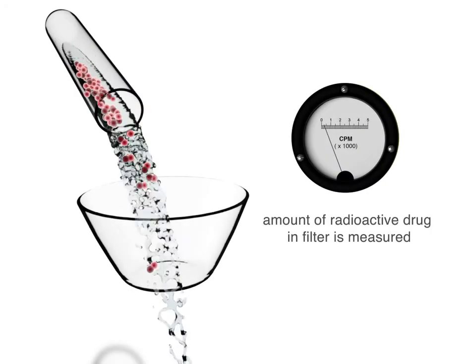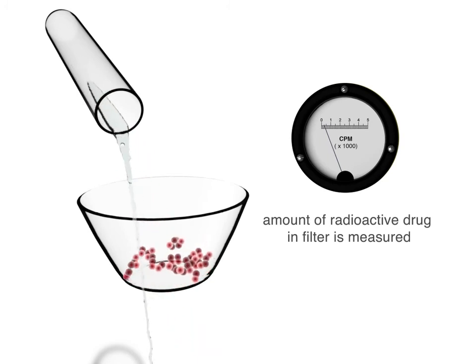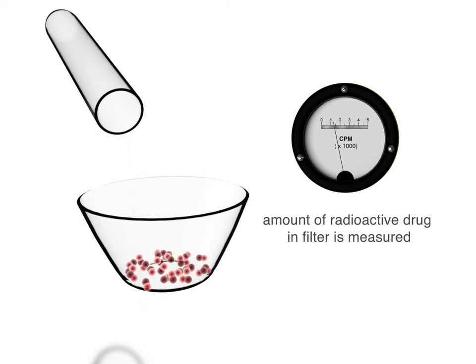After incubation, the content of each tube is rapidly filtered through a small filter that will trap the tissue with some of the radio-labeled drug bound to it, and also allow the drug that is not bound to the tissue to pass through the filter. After a rapid wash with cold buffer, the filters are taken and put into a machine that can detect the radioactive drug.